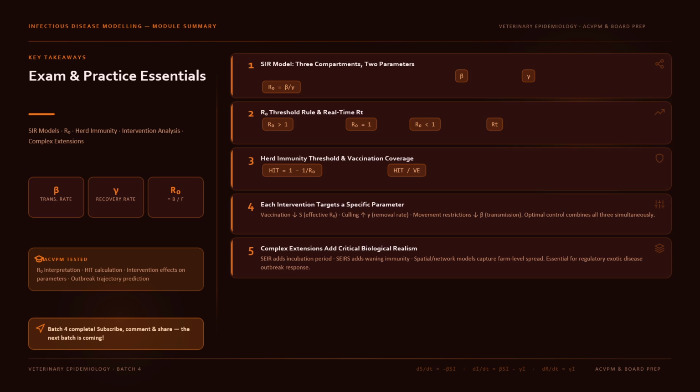3. The herd immunity threshold. 1 minus 1 over R naught. Set your vaccination coverage target once you adjust for efficacy. 4. Each intervention targets a specific parameter. Vaccination lowers S, culling raises gamma, movement restrictions lower beta, and the best control combines all 3. And 5. Extensions like SEIRS and spatial models add the biological realism you need for real outbreak response. For your boards, focus on R naught interpretation, HIT calculation, and how interventions act on the parameters.